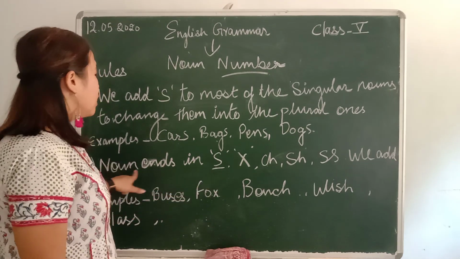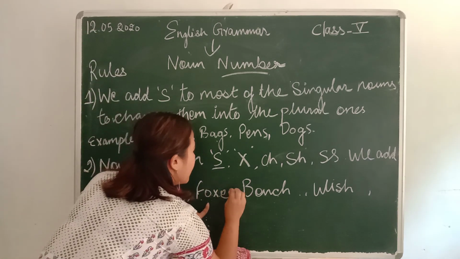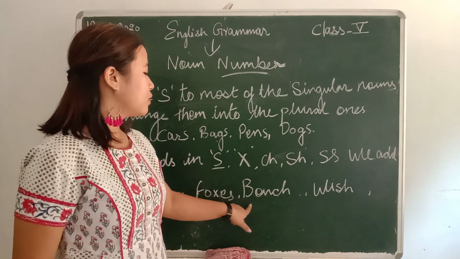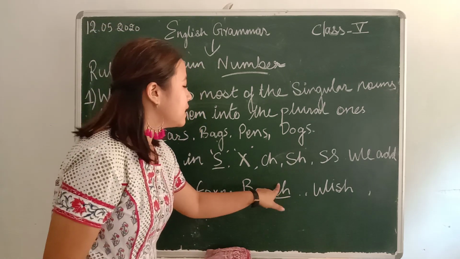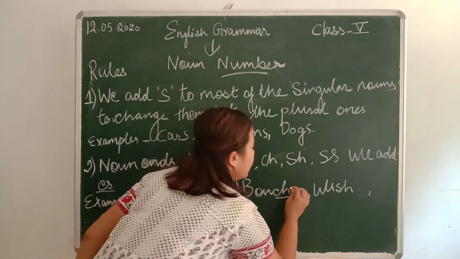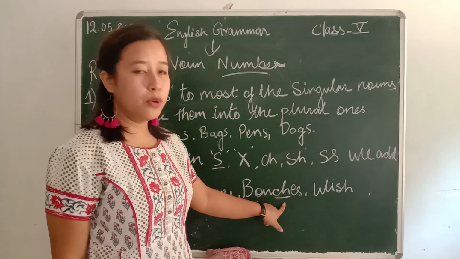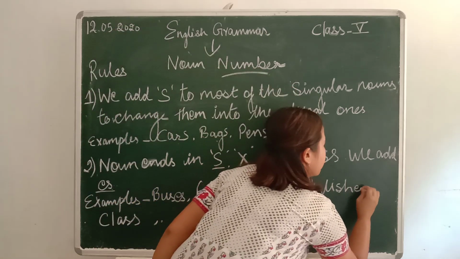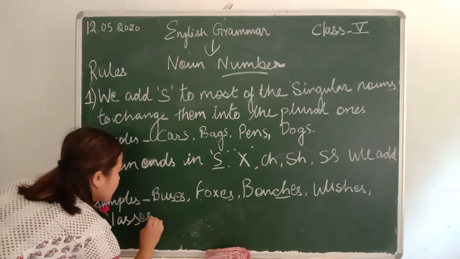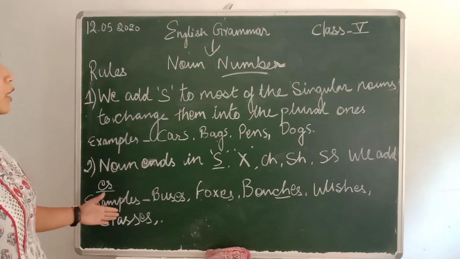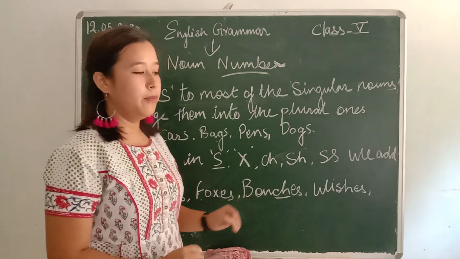And words that also end with x, we put es. Ch, so bench. So what we have here, it ends with ch. So these are the rules for changing singular into plural form.